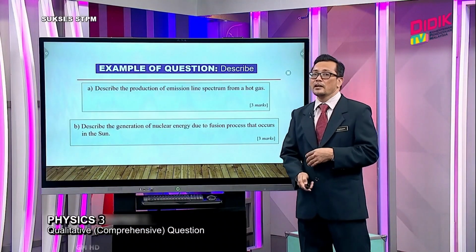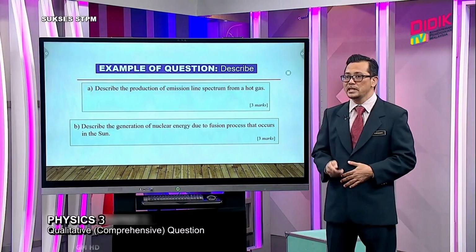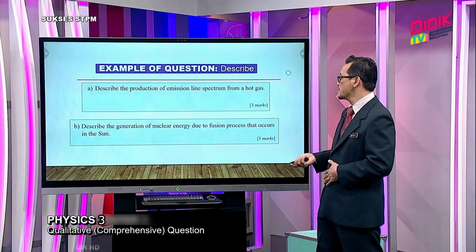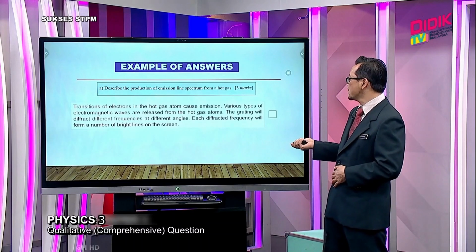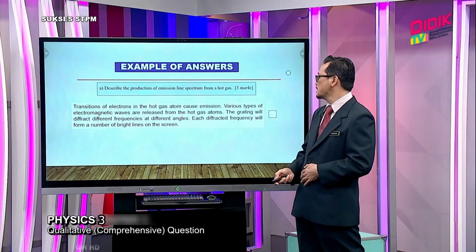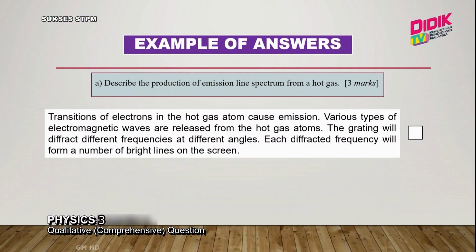Okay, so next, we have questions that ask students to describe. I have two questions here, but let's look at the answer for the first question. Now look at this answer: transition of electrons in the hot gas atoms cause emission. Various types of electromagnetic waves are released from the hot gas atoms. The grating will diffract different frequencies at different angles. Each diffracted frequency will form a number of bright lines on the screen.